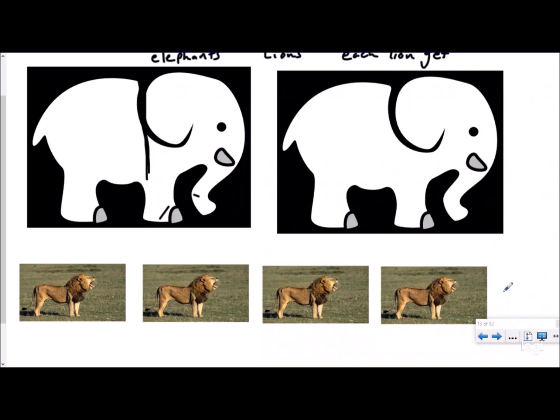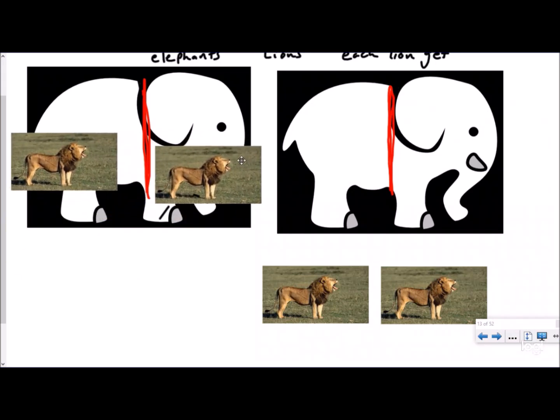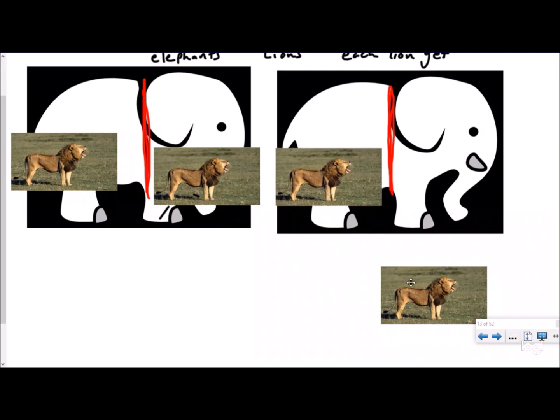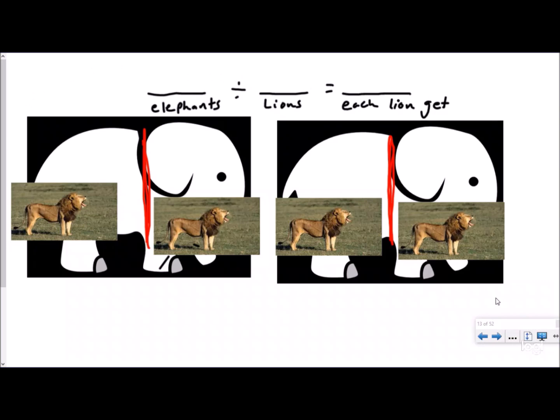I will get a red pen. And so we want to split these equally into 4 equal groups. This line is going to get this part. This line is going to get the head. This line is going to get this part. This line is going to get this part. If we look back up at my division equation, I had 2 elephants now being split by 4 lions, and it looks like each of them is getting 1/2 of an elephant, which if I write 2/4 first, that can simplify to 1/2. So each line is getting 1/2 of the elephant.